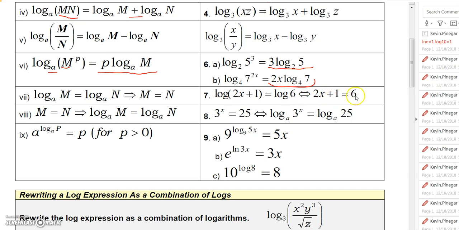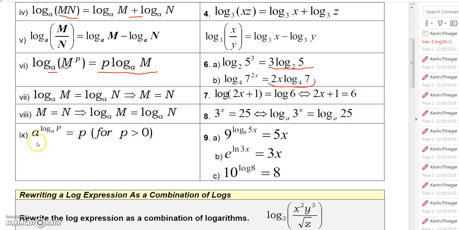2x plus 1 equals 6, and then you can solve that equation. Here it just goes the other way. If two things are equal, then their logs are equal as long as you use the same base for each log. So for instance, if I have 3 to the x equal 25, then the log of 3 to the x must equal the log of 25 as long as I use the same base on both sides.